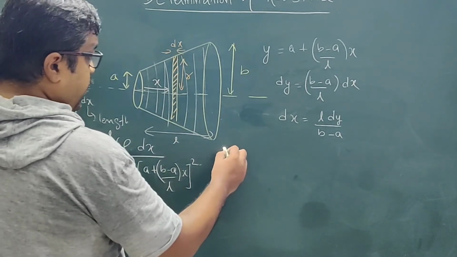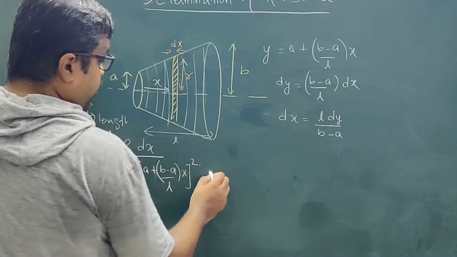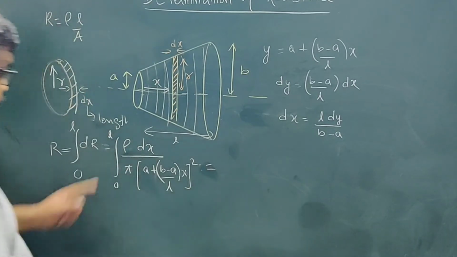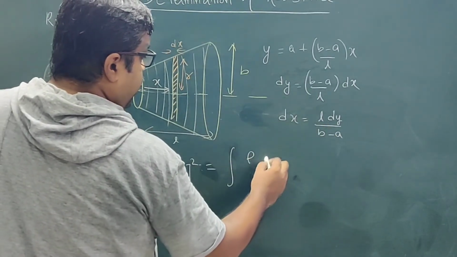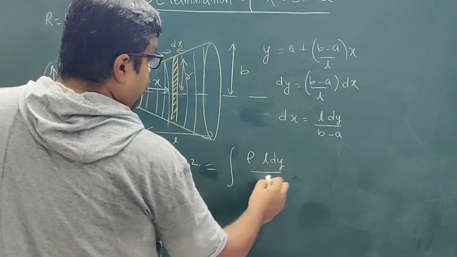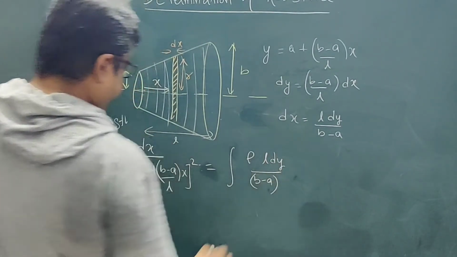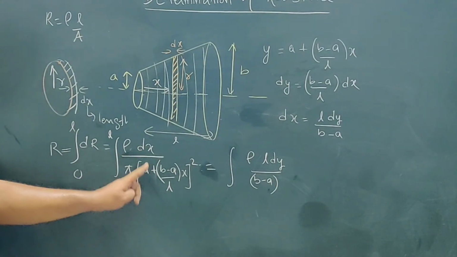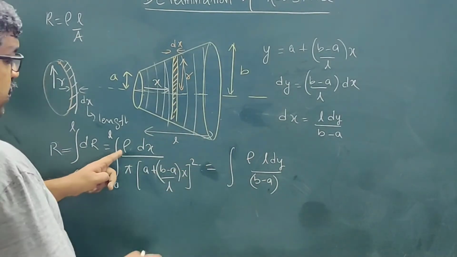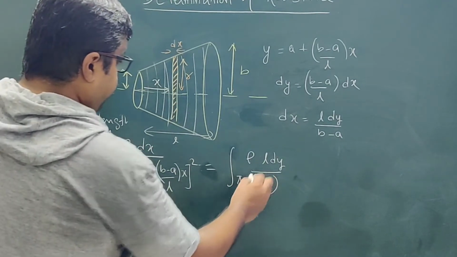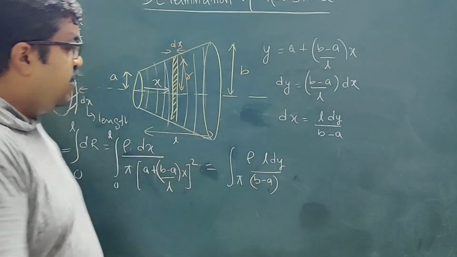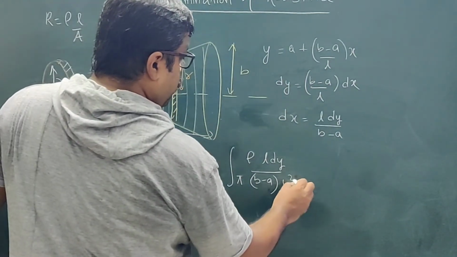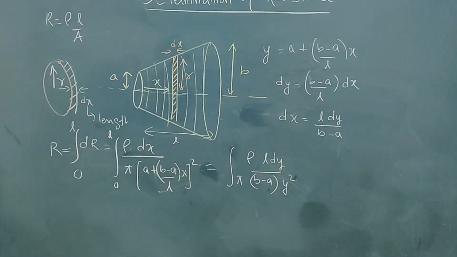So I can write R as the integral of rho dx, where dx is this quantity L dy by (B minus A), rho we have, this is pi, and what is this? This is y, so this will be y square.